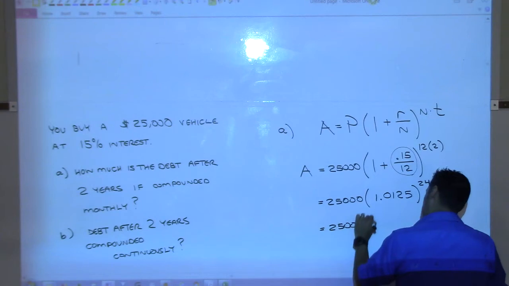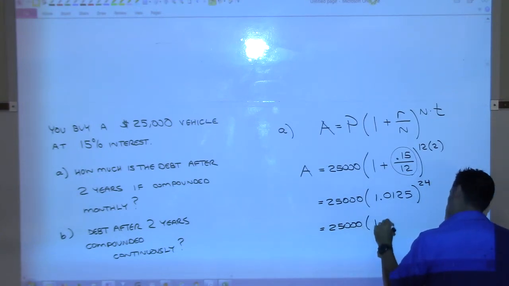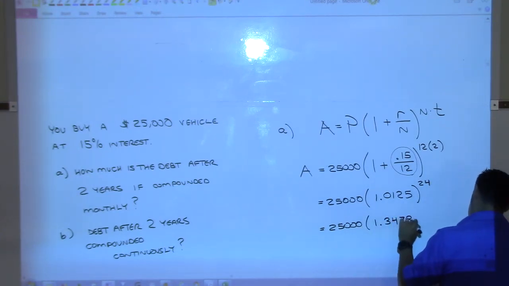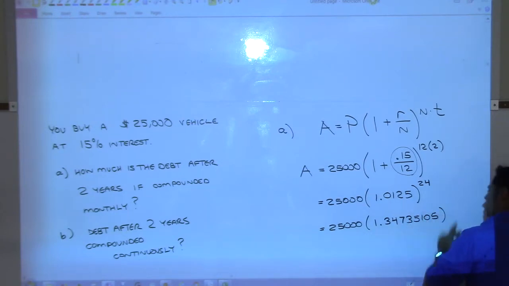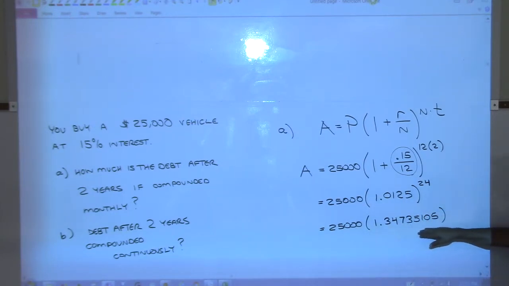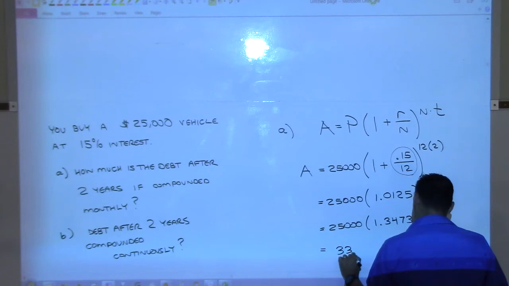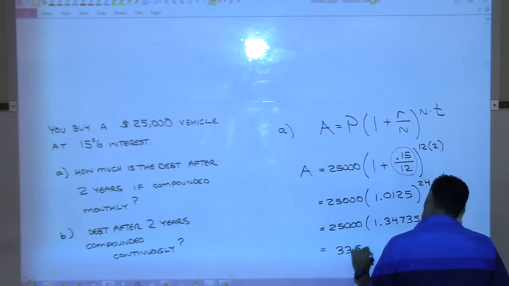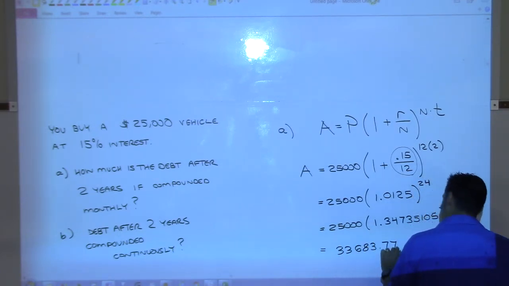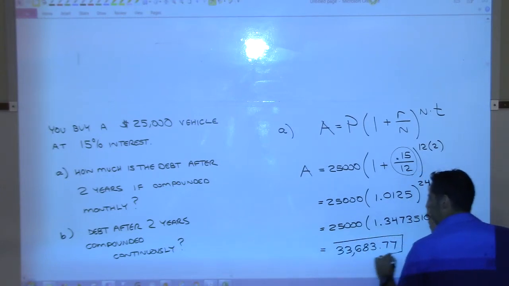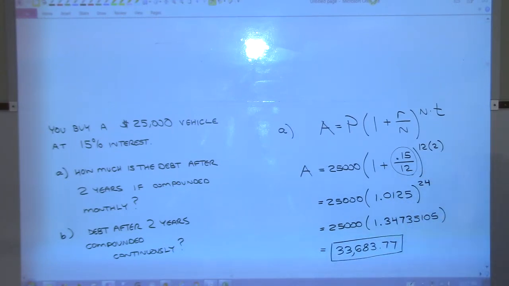25,000. And now when I multiplied that, or raised it to the power, that's what I got in there. And notice I wrote down all the decimals. And now I hit times 25,000. And after 2 years, if he were not to touch that debt and just let that thing grow, he would now owe $33,683.